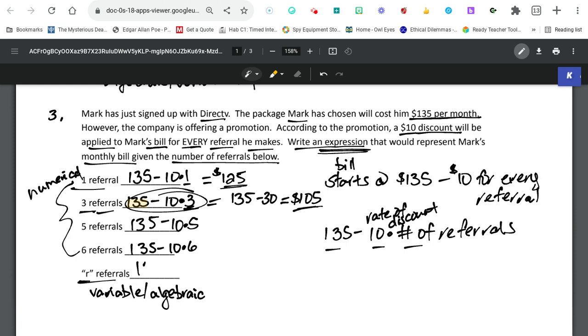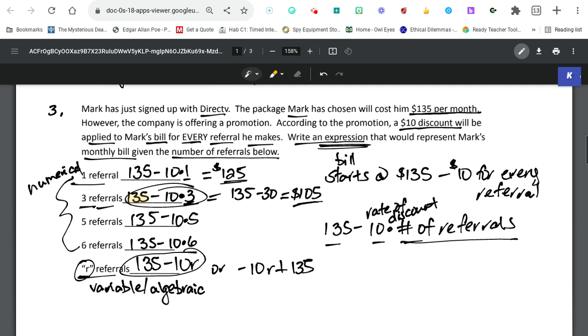So it's 135 minus 10, and the number of referrals in this case is R, so 10R. You could have also written this as negative 10R plus 135, but it probably makes more sense to you to write it like this, starting off with the original bill and taking away $10 for every referral.